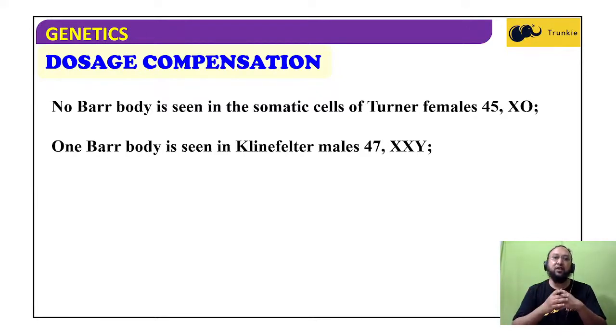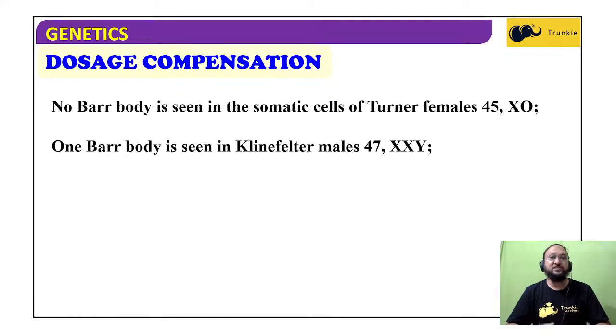This kind of abnormality is caused, and we find that the individual's somatic cells contain one chromosome less than the normal number. That is, they have 45 chromosomes, though the normal number is 46. Since there are 45 chromosomes, one chromosome is missing, that is, only one X chromosome is there. So we do not find Barr bodies, because only one X chromosome is there.